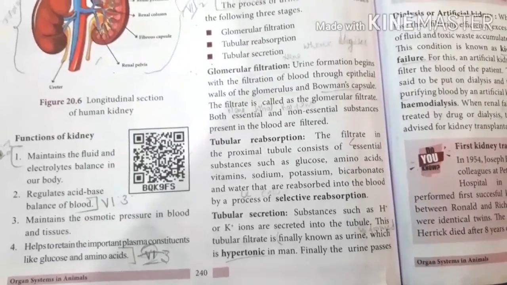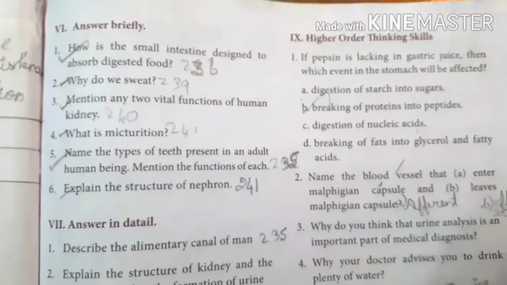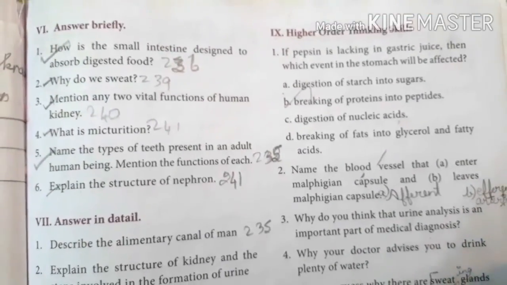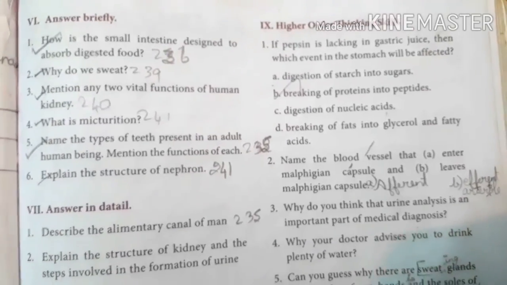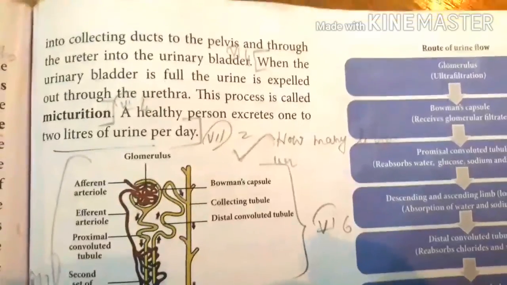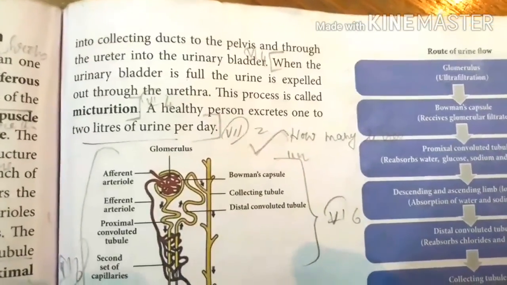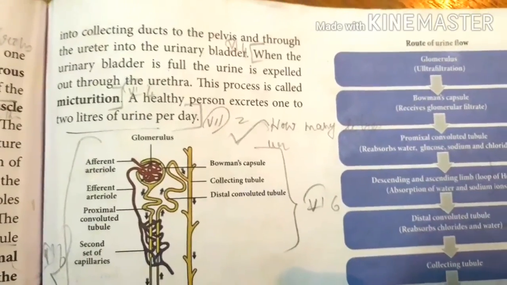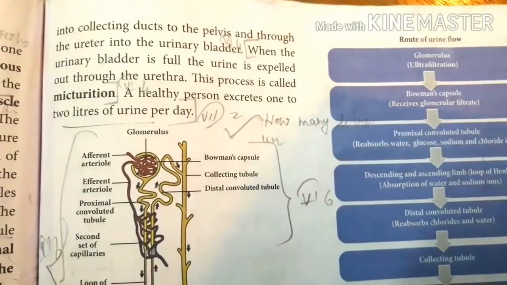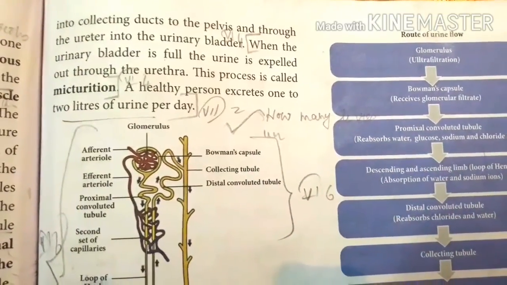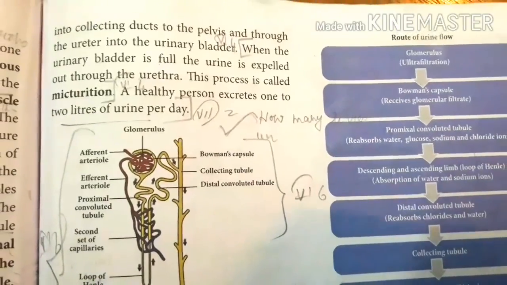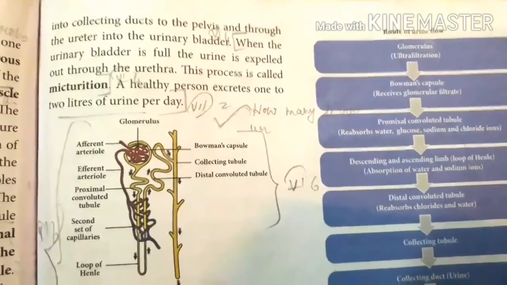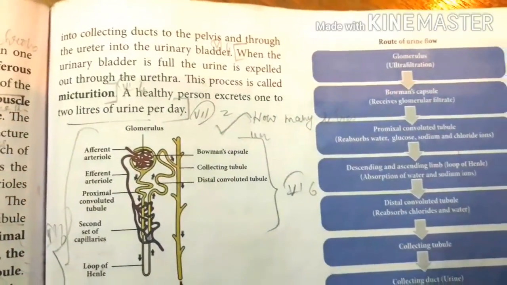Clear? Next question. Fourth question. What is micturition? Roman letter 6, question number 4. Answer, page number 241, first paragraph. It starts from the second line. When the urinary bladder, from there till micturition. Once again, children, page number 241, first paragraph. It starts from the second line. When the urinary bladder, from that till micturition. Clear? Did you mark?